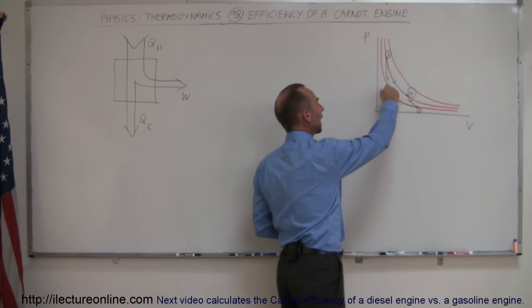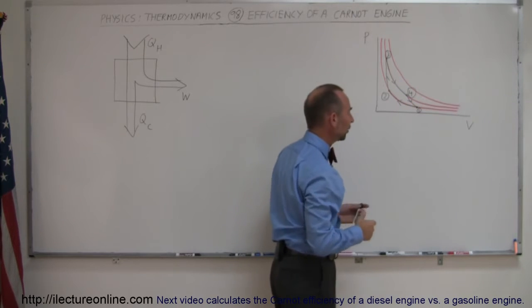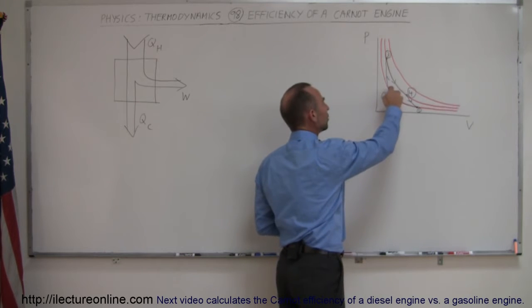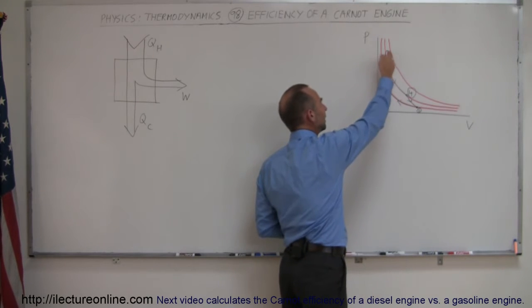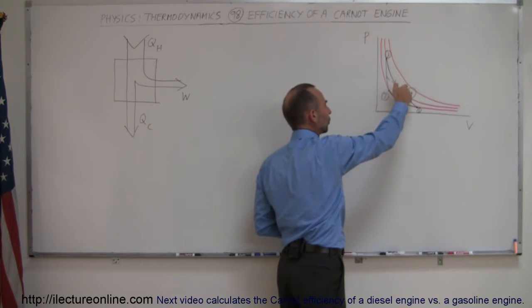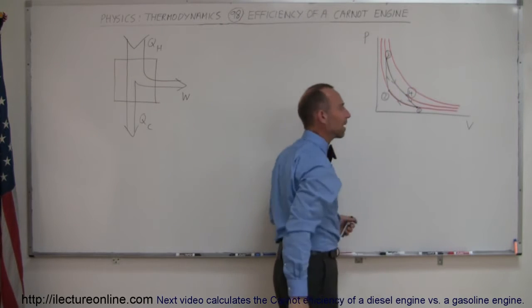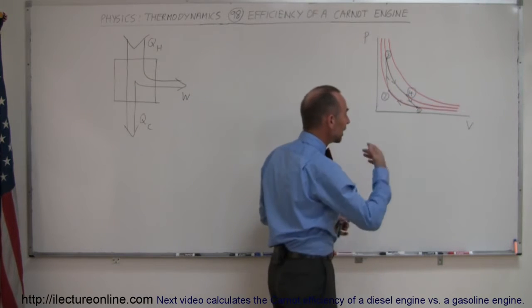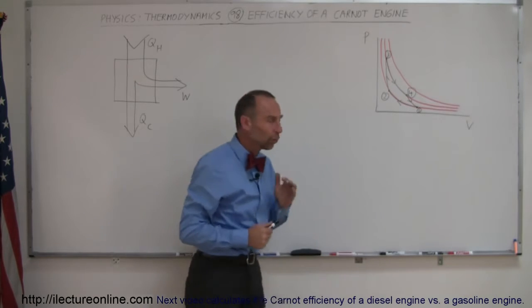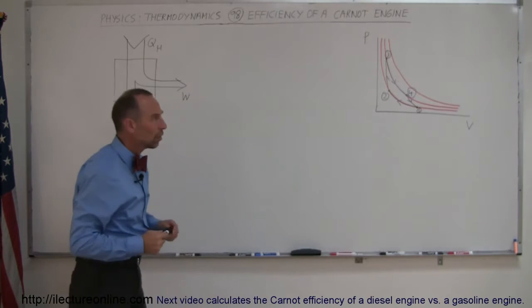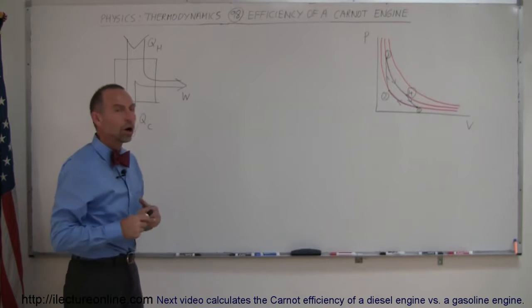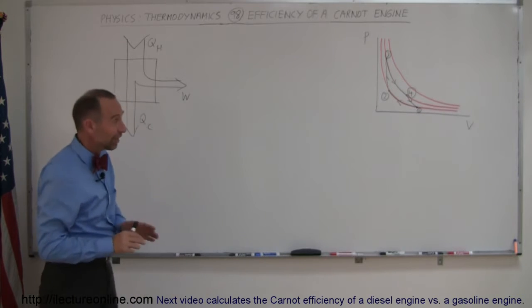You compress the gas isothermally, so no change in temperature. Then you compress the gas adiabatically. Then you allow the gas to expand isothermally, and then you let the gas expand adiabatically. And when you have a cycle like that, consisting of those 4 thermodynamic processes, you have what we would term a Carnot engine. Now, a Carnot engine is not a real engine.